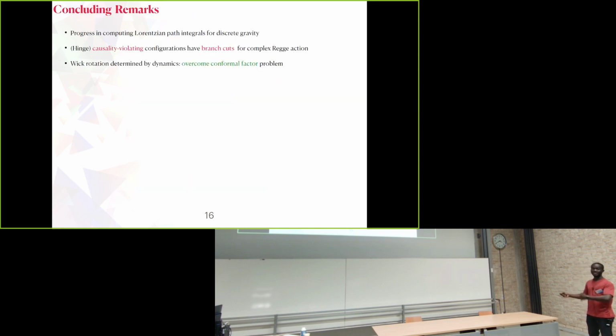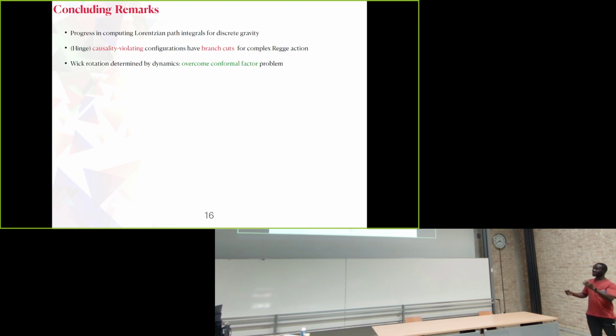So I'll just conclude. In doing this example, we've made a bit of progress computing Lorentzian path integrals, and we saw that there are causality violating configurations, and they show up as branch cuts in your complex Regge action. So this is in the discrete.